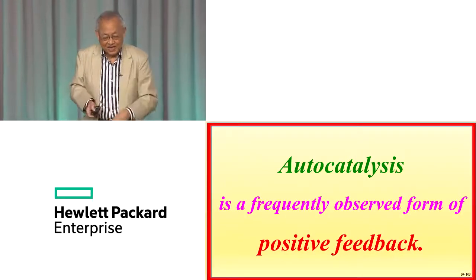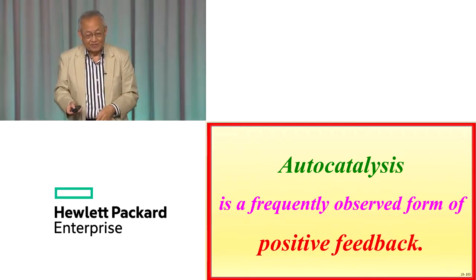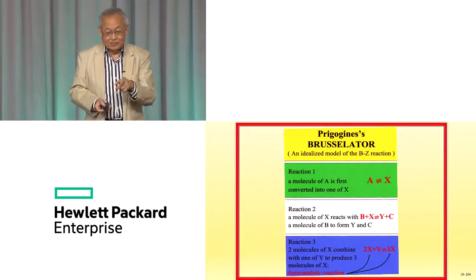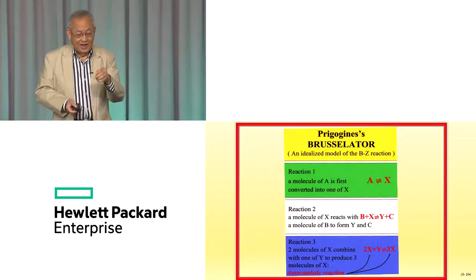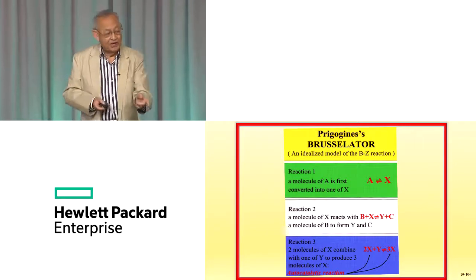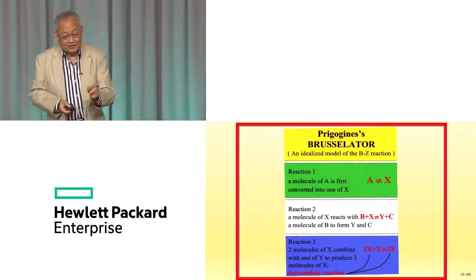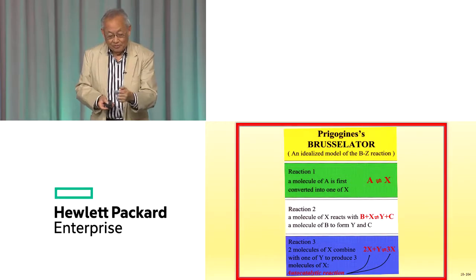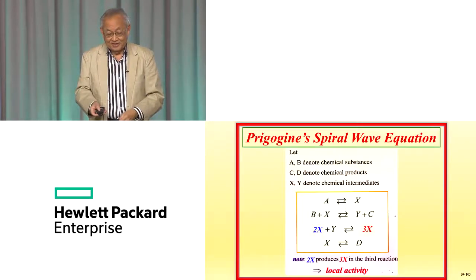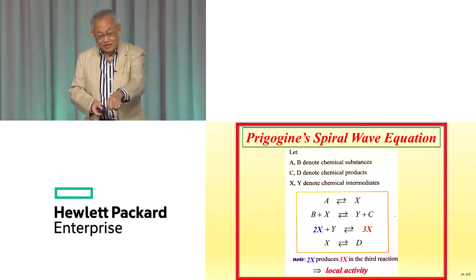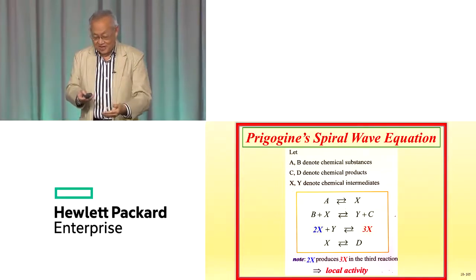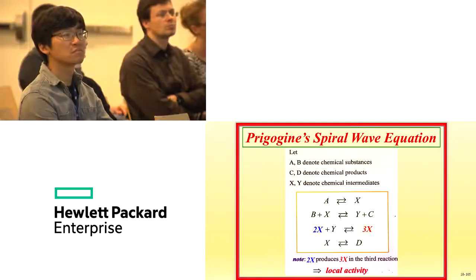If you're a chemist, you know about autocatalysis, okay? It's another way of getting positive feedback. Prigogine, for example, is famous for producing this reaction. The first reaction is just a molecule A is first converted into one of the X. And reaction 2 is that a molecule of X reacts with a molecule of B to form Y and C. And finally, the third reaction says 2 molecules of X combine with 1 of Y to produce 3 of X. So essentially, you can see from the third reaction, 2X to 3X. That's amplification of fluctuation. That's Gell-Mann's condition, okay? So even though Prigogine didn't realize that's what it is, that is local activity. As soon as you have that, you have local activity.